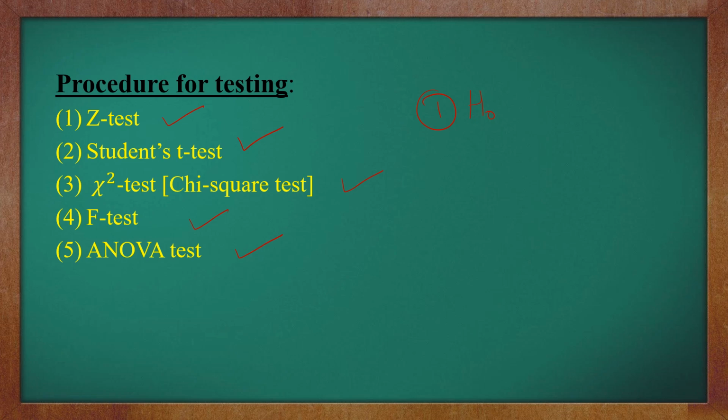So the first step is to take the null and alternative hypothesis. Then take a level of significance, how much risk you are taking. Then apply the test. After that, take a decision. What is the decision you have to take? Either accept the null hypothesis or reject the null hypothesis. These are the steps you have to follow. Just remember, guys, whichever test you apply, the steps will be the same. Apply these steps and you can solve any problem of hypothesis testing.